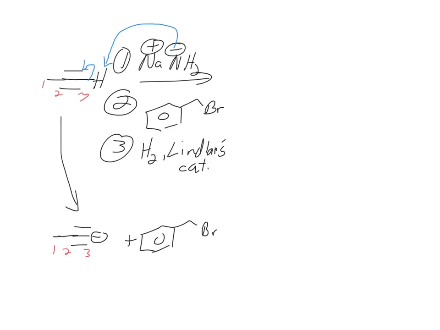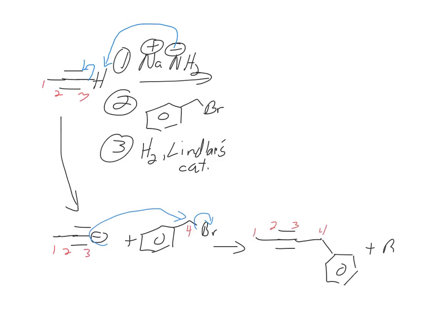So step 2 now, we're all done with step 1. Now we're on step 2. Let's have it react with carbon 4 here. Right, attacking sigma star of carbon 4, breaking that carbon-bromine bond. So now we've made a carbon-carbon bond. One, two, three, 4, which is bonded to this aromatic ring. Right, and we've also made Br minus to balance our charge.